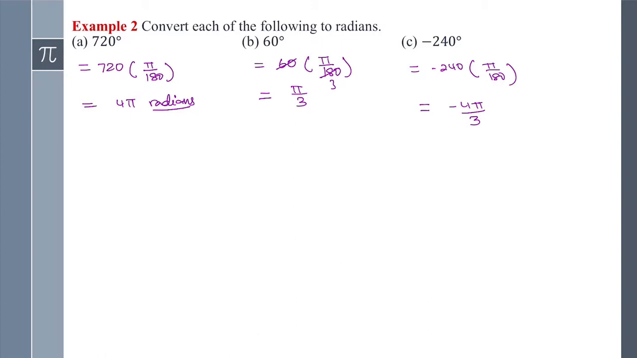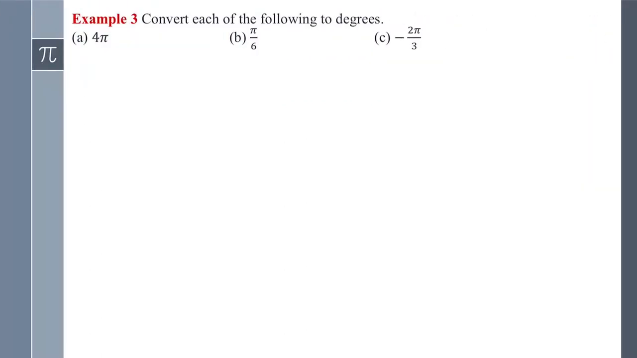So that's how we convert from degrees to radians. Let's look at another example where we are converting from radians to degrees. So we have 4 pi. When we go from radians to degrees, we multiply by 180 over pi. Now here we can cancel out pi and pi. So 4 times 180 is 720, so this is 720 degrees.